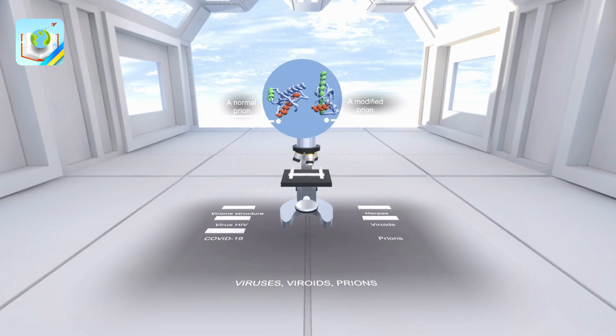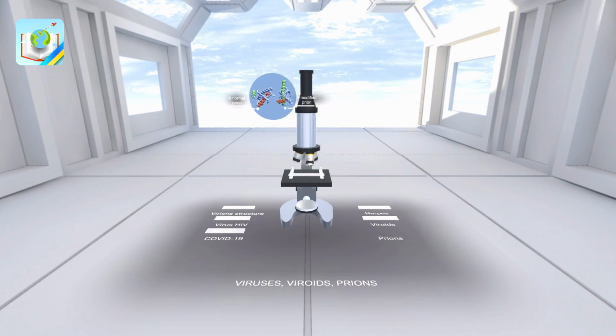In the modified state, it ceases to perform its usual function, and during the meeting with the same normal protein, it initiates the transformation into a prion form. As a result of prions' actions, dangerous diseases affect animals and humans.